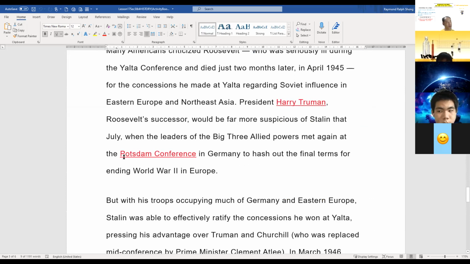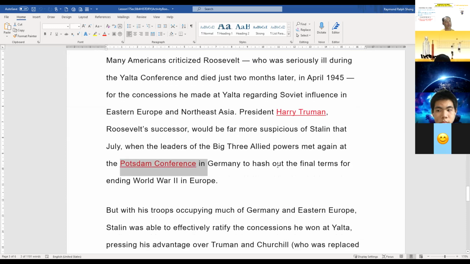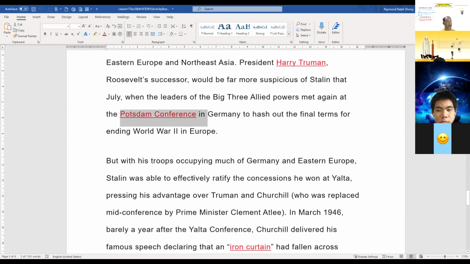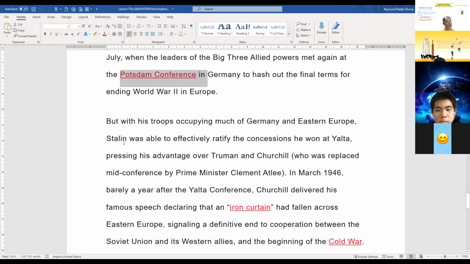Then after that, the big three go for this conference again in Germany to hash out the final terms at the end of World War II. But with his troops occupying much of Germany and Eastern Europe, Stalin was able to effectively ratify the concessions he won at Yalta, pressing his advantage over Truman and Churchill, who was later replaced mid-conference by Prime Minister Attlee. Wow. So actually, during Yalta, Stalin was involved. During Potsdam, Stalin was involved. But in the process, what they discussed, before and after, there are two different presidents and prime ministers. So Stalin, of course, will have the upper hand and know what he wants, because he worked with Churchill and Roosevelt during World War II.